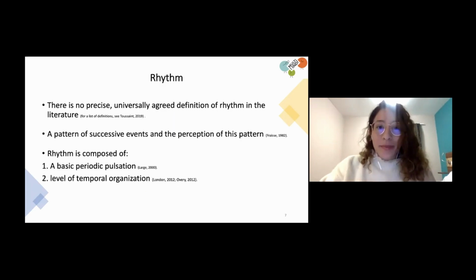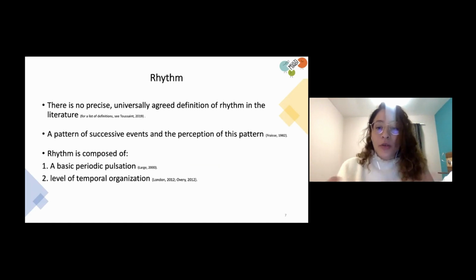So what is rhythm? There is no precise or universally accepted definition for rhythm, and there are a lot of definitions of rhythm in the literature. In our view, we have adopted this definition: rhythm is a pattern of successive events and the perception of this pattern.